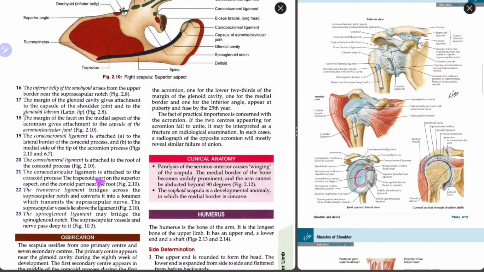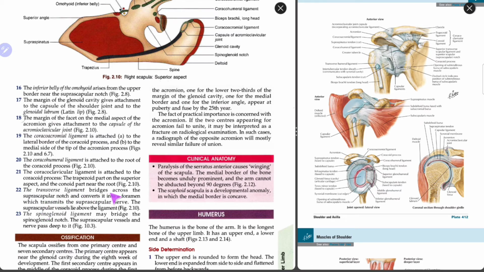The coracoclavicular ligament is attached to the coracoid process. This is the coracoid process and this is coracoclavicular ligament. The trapezoid part is on the superior aspect. This is the trapezoid part and the conoid part is near the root, and this is the conoid part.